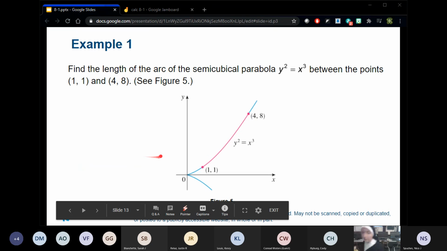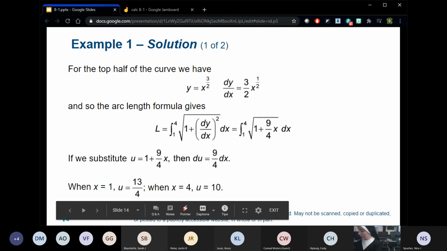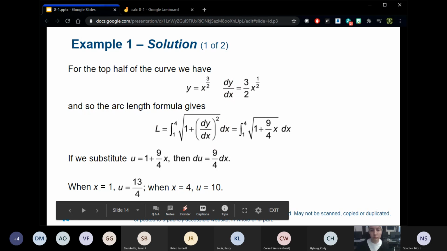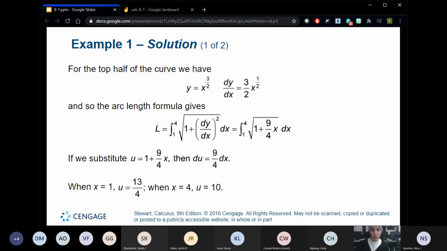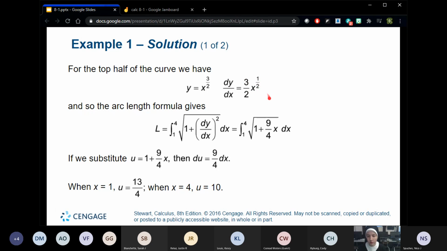So for this one, the easiest way to do this one is we're going to solve this one for y. So I have y equals x to the 3/2 power by just taking the square root of both sides. Notice I'm leaving it as a fraction. It makes life a little bit easier, so I'm not dealing with the square root symbol. We now need to know the derivative of that because remember, it's the derivative of the function. So the derivative of that, the dy over dx, is 3 over 2 x to the 1/2 power.